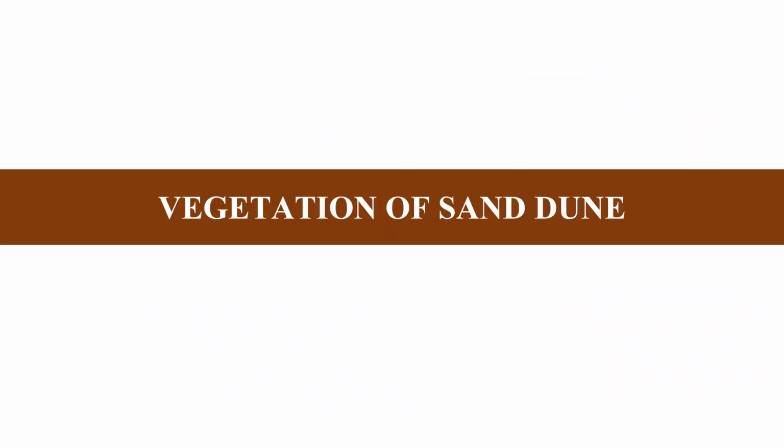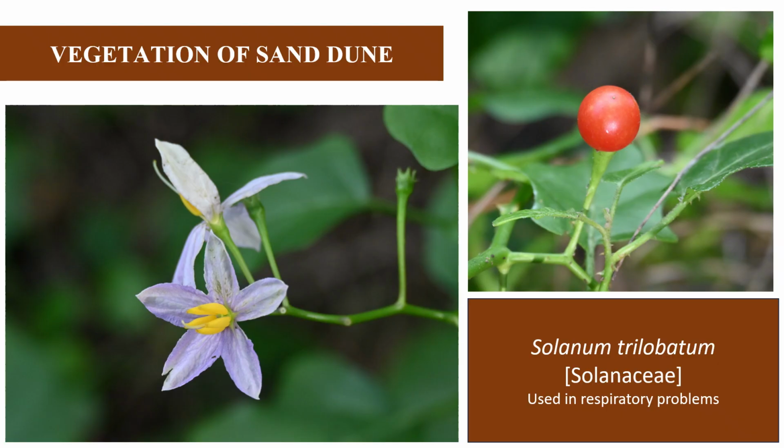So let's see the vegetation of the sand dune. The first plant, like I had mentioned, is Solanum trilobatum, which is a climber. You will find it in the sand dune, and this plant is again useful in respiratory problems. So this is again a very important plant of the sand dune, because it's very commonly found in the sand dune.